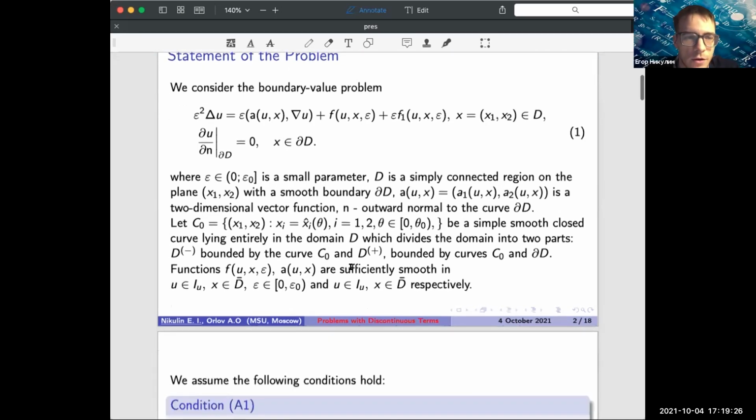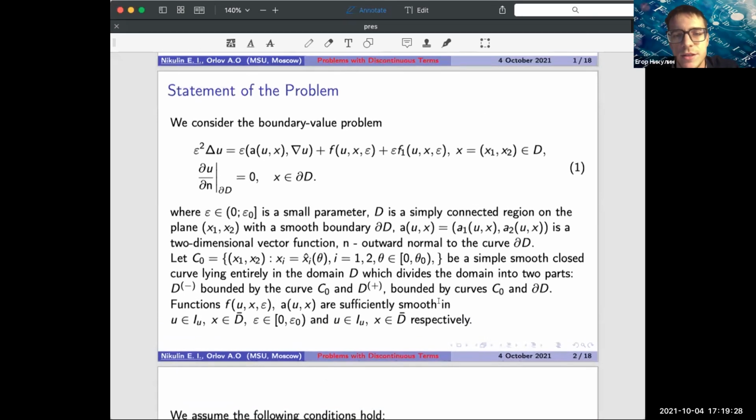And let C0 be a simple smooth closed curve lying entirely in the domain D, which divides the domain into two parts, D minus bounded by the curve C0 and D plus bounded by curve C0 and delta D. Functions f and a are sufficiently smooth in their domain of definition, but the function f1 is discontinuous, so it is a weak discontinuity. It is multiplied by epsilon.